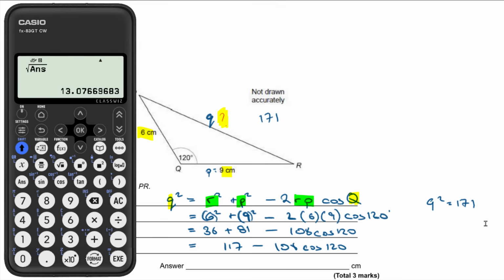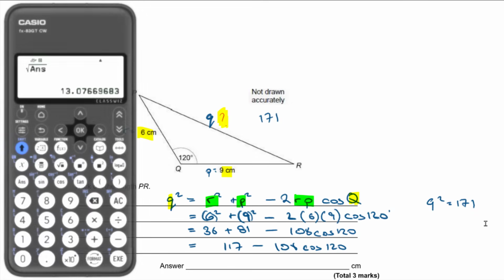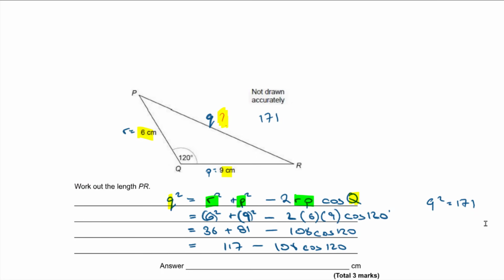That comes to 3 root 19 or 13.07. I'm going to round it off to 13.1. So Q equals 13.1. That's my final answer, 13.1.